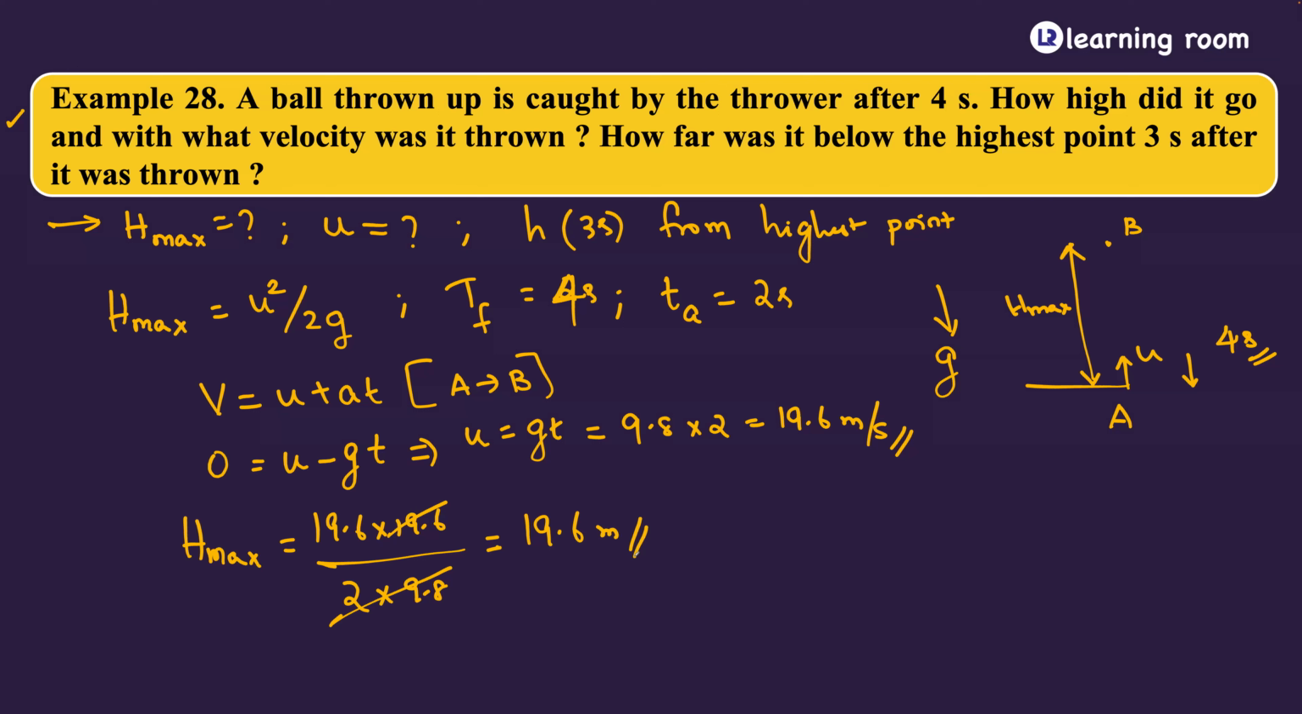Now the third part of the question is, how far was it below the highest point? If I take this to be the reference line, how far below the highest point was it after 3 seconds since it was thrown? One thing we understood is it takes 2 seconds to go to the top and 2 seconds to come to the bottom. One common mistake is that since it takes 2 seconds upwards and 2 seconds downwards, we think that 1 second is exactly half of 2, and that it was exactly at half of the maximum height. But that is not the answer.